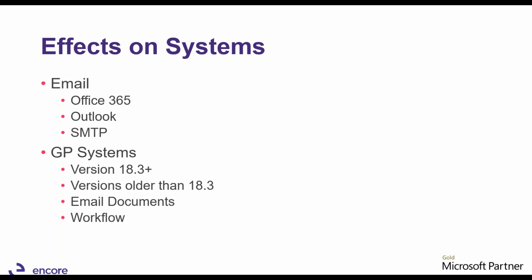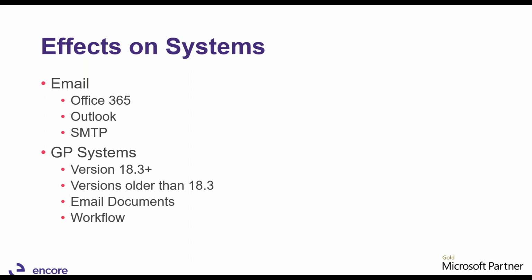If you are not on those, if you're on an older one, what gets affected? Inside GP, only two things use this. One is the email of documents using GP. So if you're using the Exchange interface with your Great Plains, it will be affected and your emails will stop working.